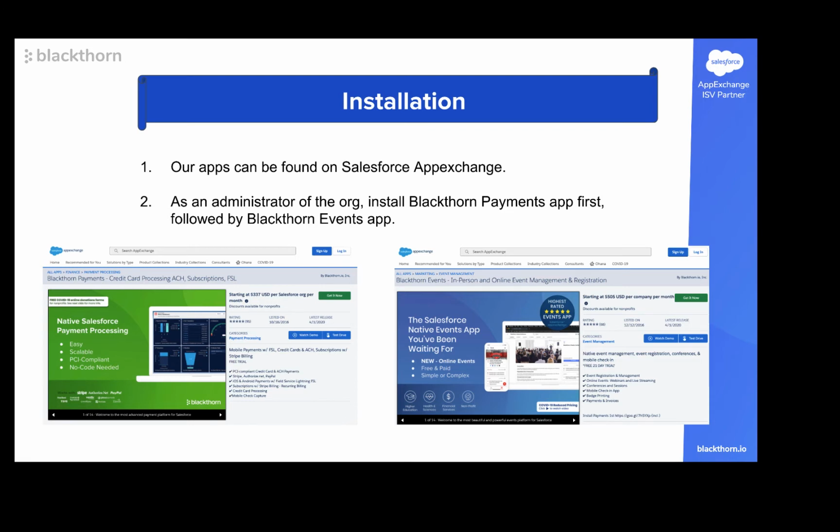A Salesforce administrator needs to install the payments app first, followed by the events app. Otherwise, you will receive a failed to install notification. Note that installing can take up to 15 minutes to complete. Once the packages have successfully been installed, you can navigate to the app launcher to see your new Blackthorn apps.